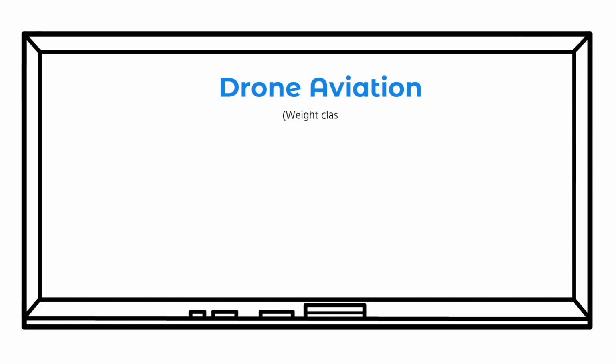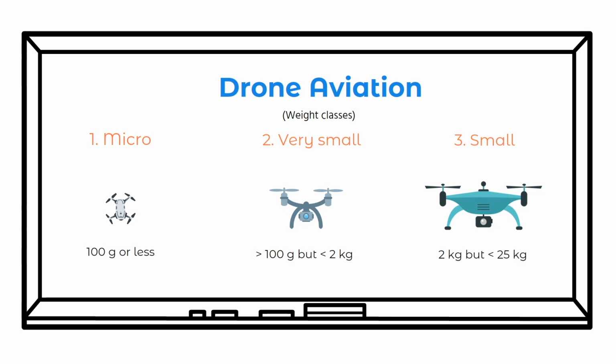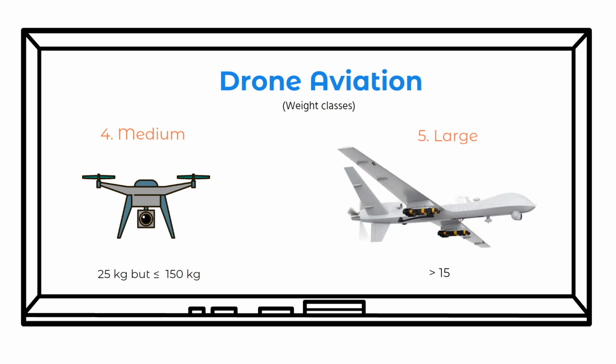Drones are also separated into the following weight classes: micro, a gross weight of 100 grams or less; very small, a gross weight of greater than 100 grams but less than 2 kilograms; small, a gross weight of at least 2 kilograms but less than 25 kilograms; medium, a gross weight of at least 25 kilograms but less than or equal to 150 kilograms; large, a gross weight greater than 150 kilograms.